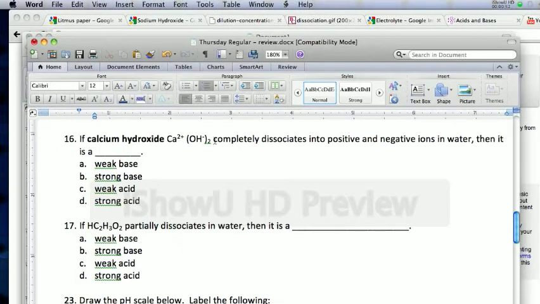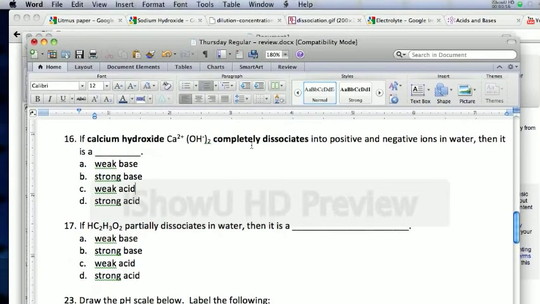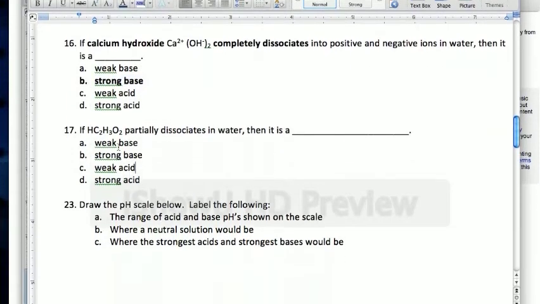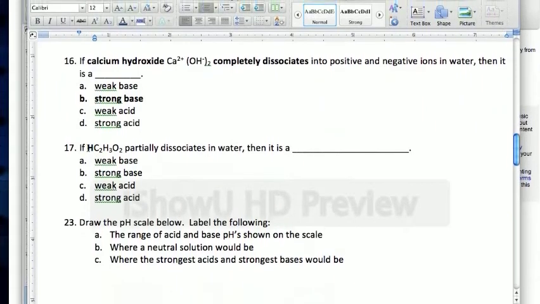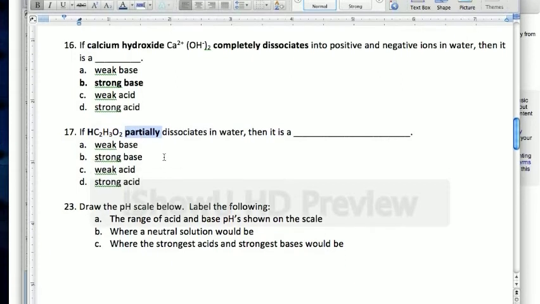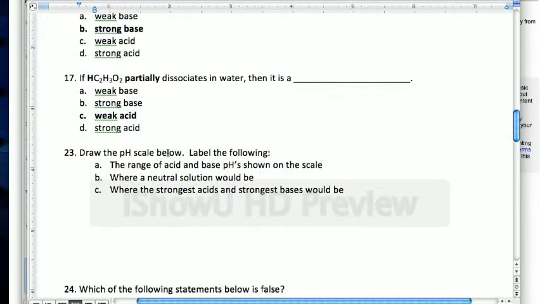Now we have to look at whether it completely dissociates or incompletely. A completely dissociating base is going to be a strong base. Now we've got its opposite over here. Notice the hydrogen in front of acetic acid tells us that this is in fact an acid, and notice that it partially dissociates in water. Therefore, this is a weak acid.